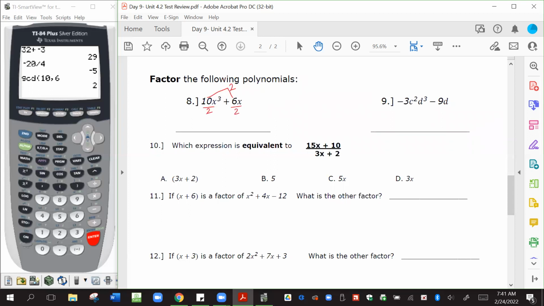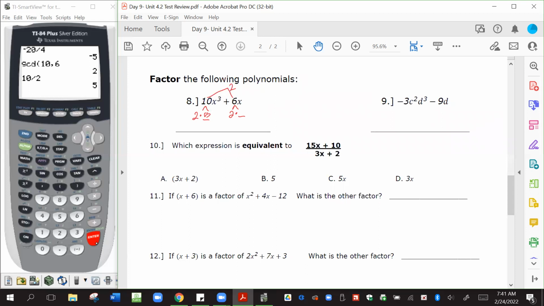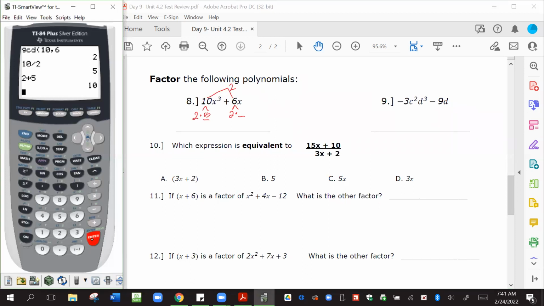I'm so sorry. I'm gonna pause on that actually. I'm gonna break this apart. I'm gonna say 2 times what and 2 times what. Well then I can go, 10 divided by 2 is 5. So 2 times 5. I'm gonna triple check that it goes back to 10. It does. And then 6 divided by 2 was a 3. And I'm gonna check 2 times 3.